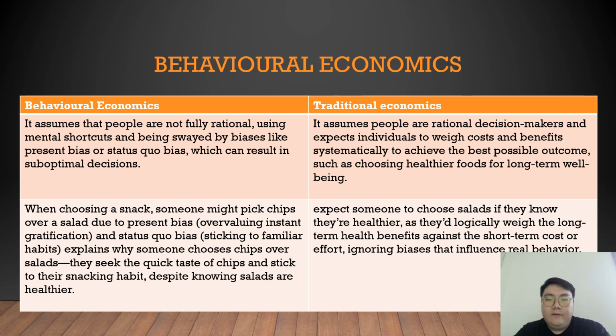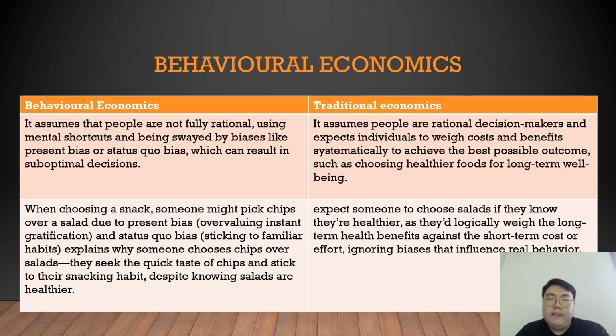Next, we'll talk about behavioral economics. Behavioral economics assumes people aren't fully rational, often using mental shortcuts and being swayed by bias, leading to suboptimal decisions being made. For example, when choosing a snack, someone might pick chips over a salad due to present bias and status quo bias. Present bias means they overvalue instant gratification, like choosing chips, which are quick and tasty, giving immediate satisfaction, while salads might benefit health in the long term.